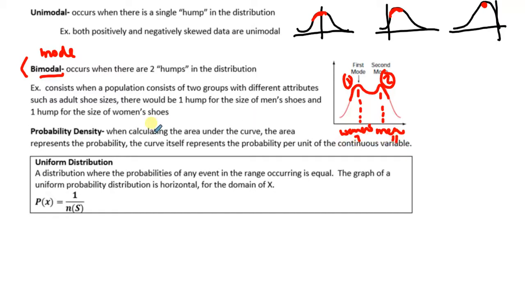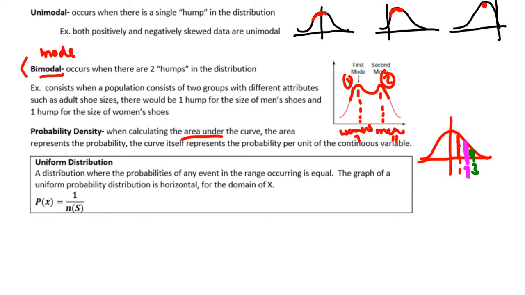Okay. And probability density, when calculating the area under the curve, and that's what we're going to focus on here, is the area under the curve. The area represents the probability, so the total probability. The curve itself represents the probability per unit of the continuous variable. Okay, and all that means is per unit. So like this is 1. So this is the probability of it being 1. And then let's go, this is 2. This is the probability right here that it's 2. Okay, and then this is 3. And the probability right here that it's 3, just for an example.